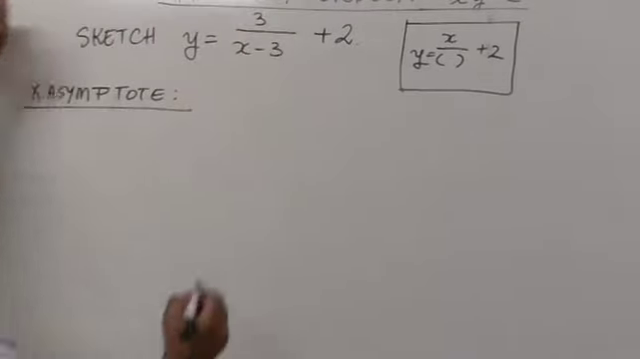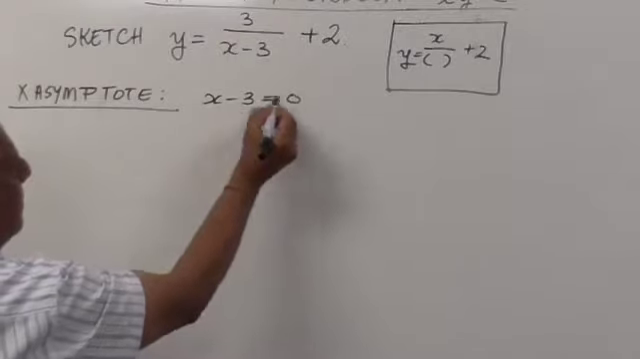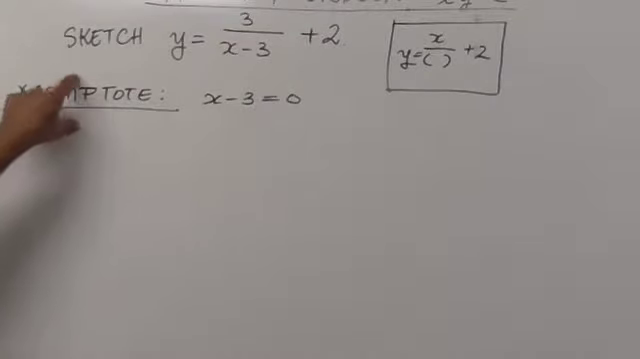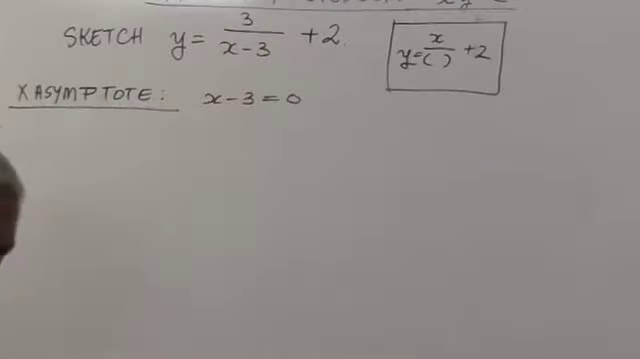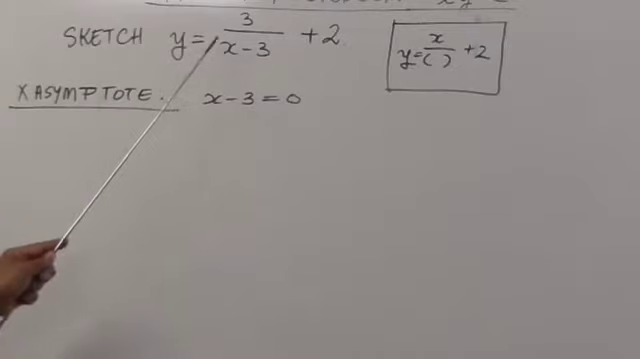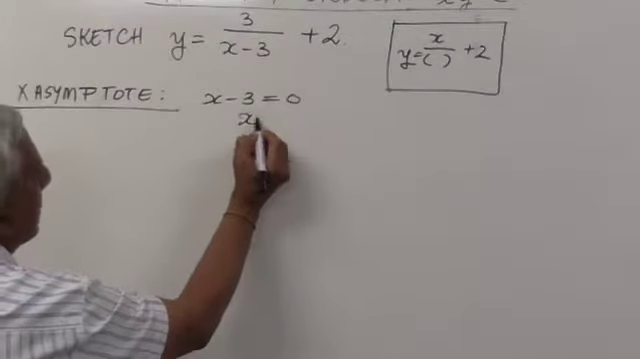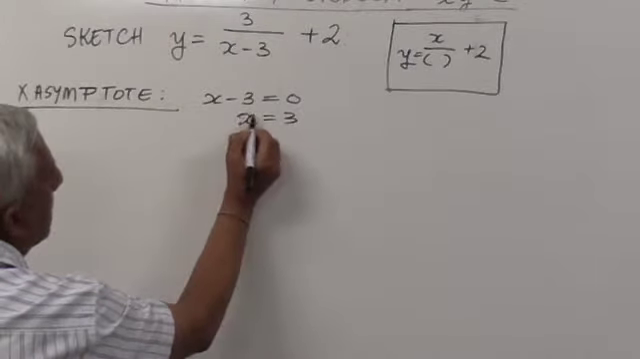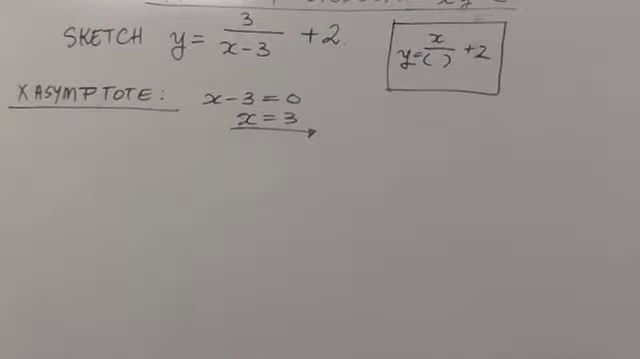You take the denominator, x minus 3, and you make it equal to 0. That's all. If you want the x asymptote, just take the denominator and make it equal to 0, and solve it. When you solve this, you'll get x is equal to 3. So there's your asymptote, x equal to 3.